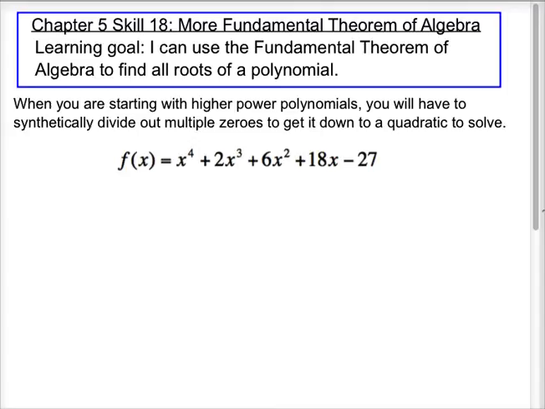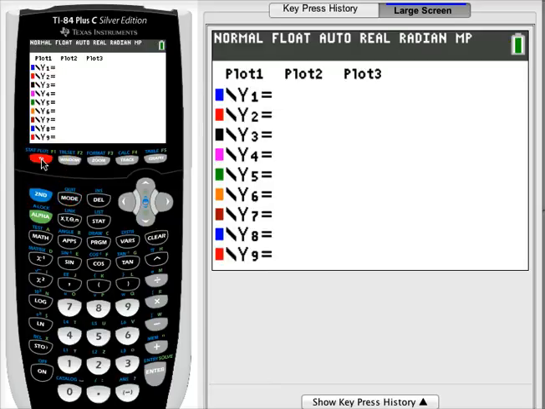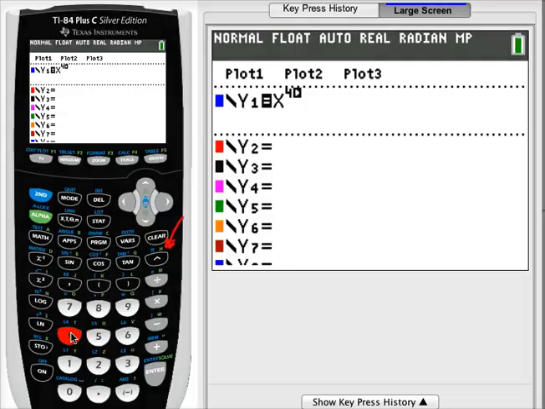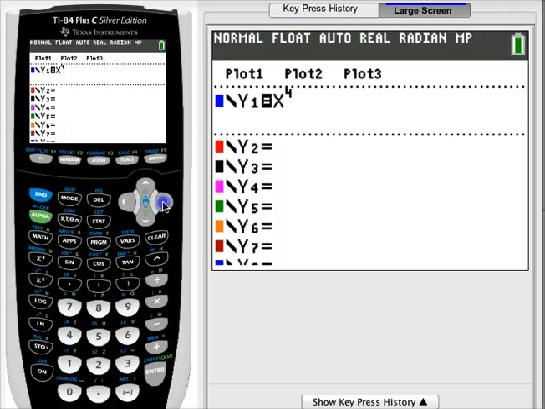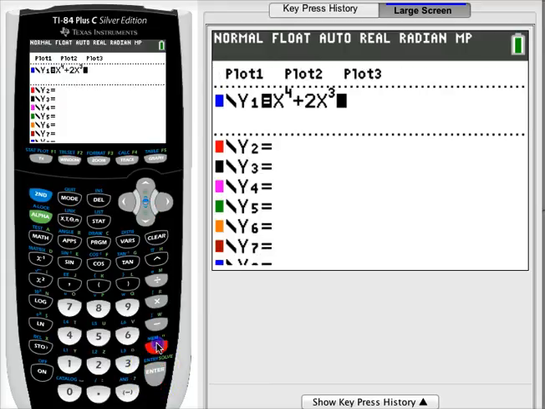So, I'm going to start just like last time. I'm going to plug that into my calculator. So x to the 4, unfortunately there's no nice way to type that in. You do have to use the caret key this time. When I say caret key, I mean that key right there. That's what you have to use when you're dealing with fourth powers. Plus 2x cubed plus 6x squared plus 18x minus 27.